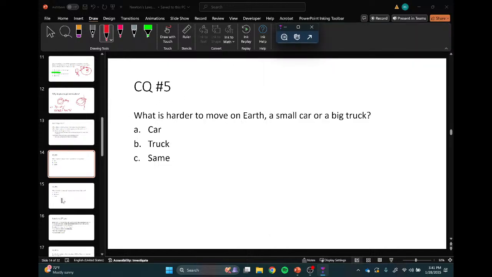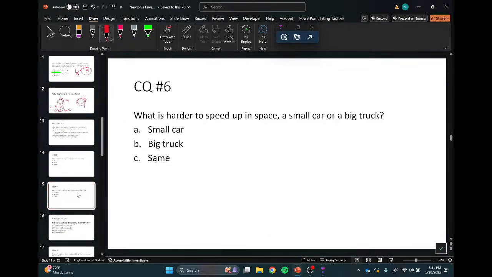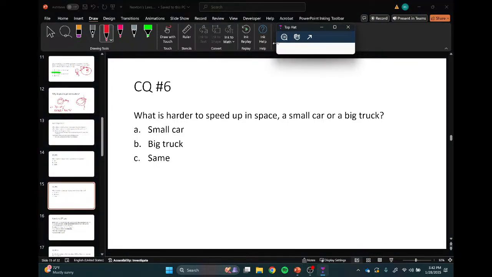Okay? Now let's go to space. So now the key here, and I even put small in front of car and big in front of truck to make it more clear. Think through the reasons why you made that decision. Why was it easier to move a small thing on Earth versus a big thing? And then think through, okay, in space, does that change?